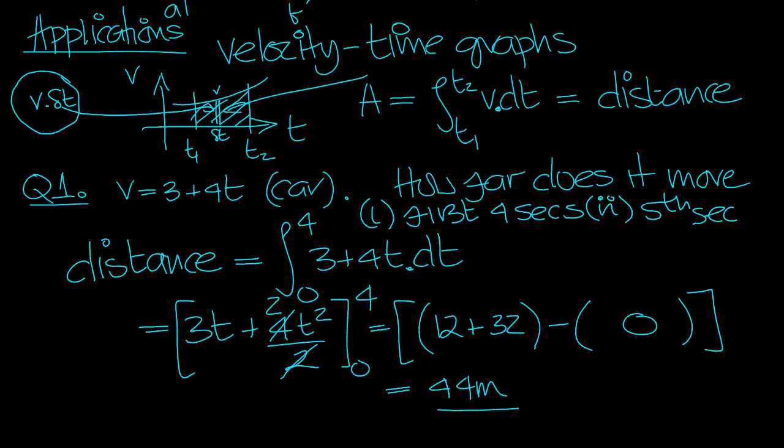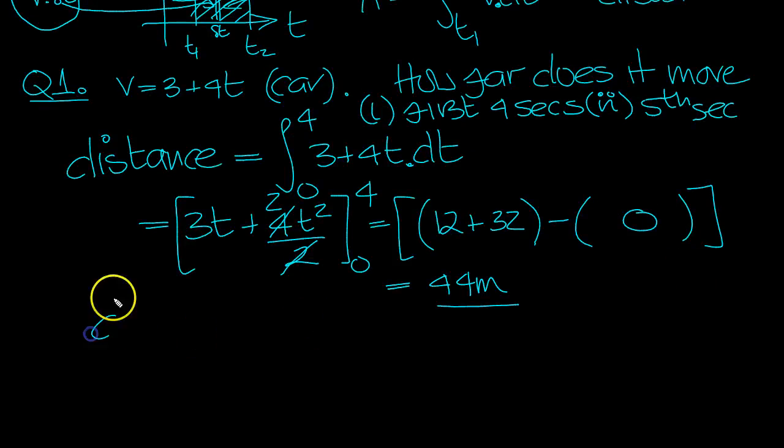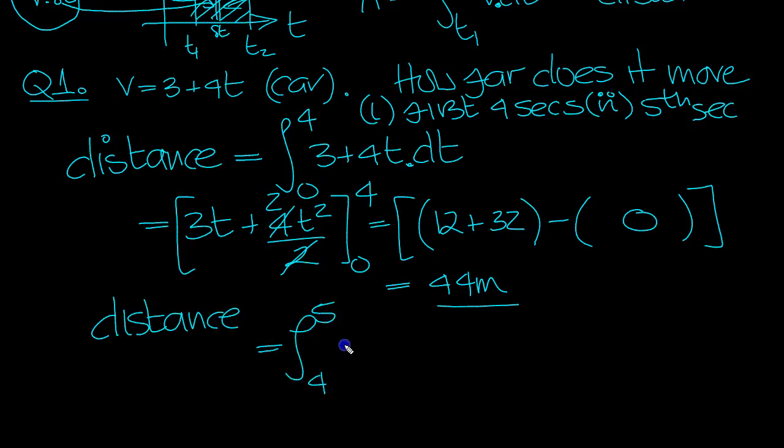seconds. In the 5th second, well, the other distance then, the 5th second would be the difference from 4 to 5. That would be the 5th second's duration. The integral of 3 plus 4t dt. Again, it's all positive, isn't it? Because 3 plus 4t is always positive for t positive. So we just get the same integral, don't we?